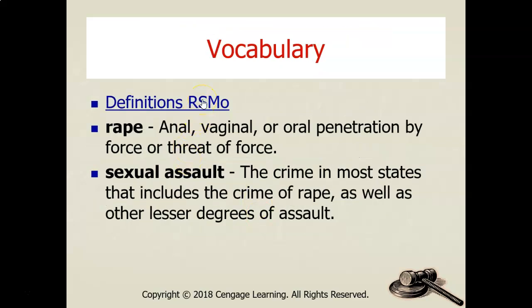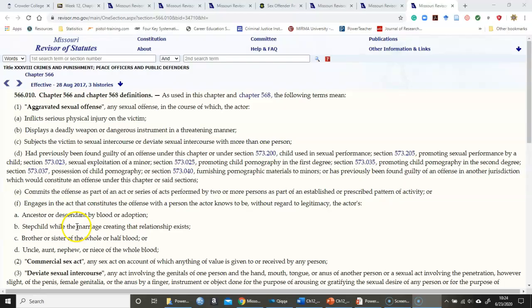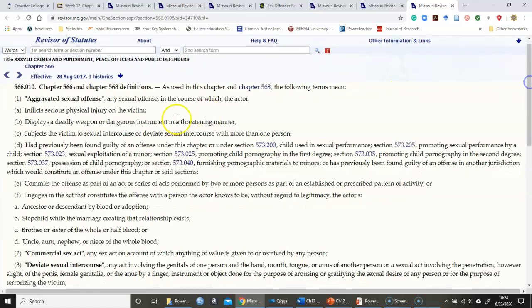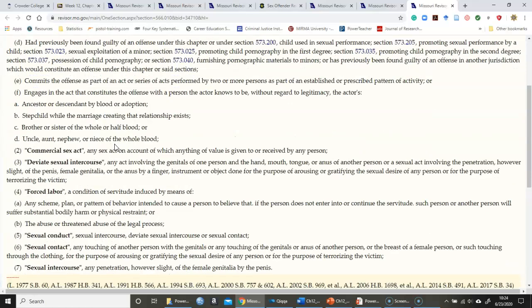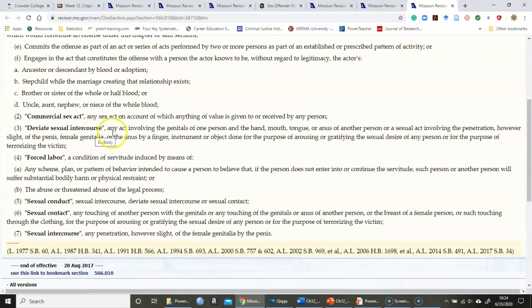So one of the things that we want to look at is definitions when we start looking at any chapter, and I've talked to you about this before, that you don't want to make a mistake because you assume something and the definition for that crime or activity was actually different. So aggravated sexual offenses, when we start talking about aggravating and mitigating, as far as Missouri goes: serious physical injury, display of a weapon, sexual intercourse or deviant sexual intercourse with more than one person. And you can read through these as far as what everything actually is.